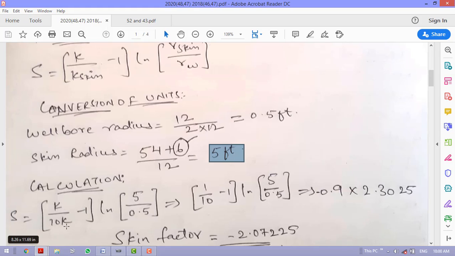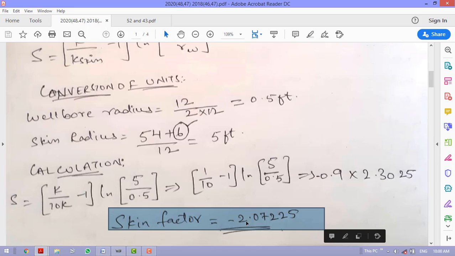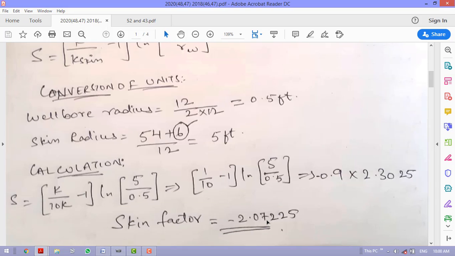So here K and K get cancelled, so the value we got is (1/10 minus 1) ln of 5 by 0.5. After you simplify everything, the final value we got is skin factor equal to minus 2.07. He asked us to find up to 2 decimal points, so here I stopped.